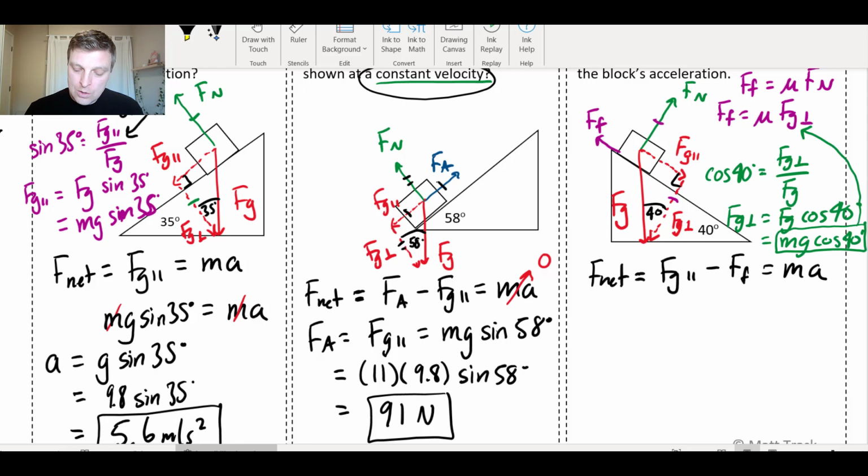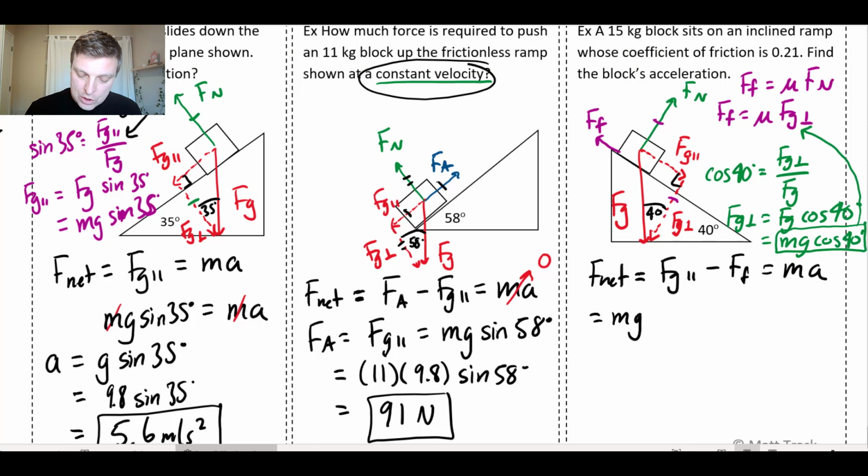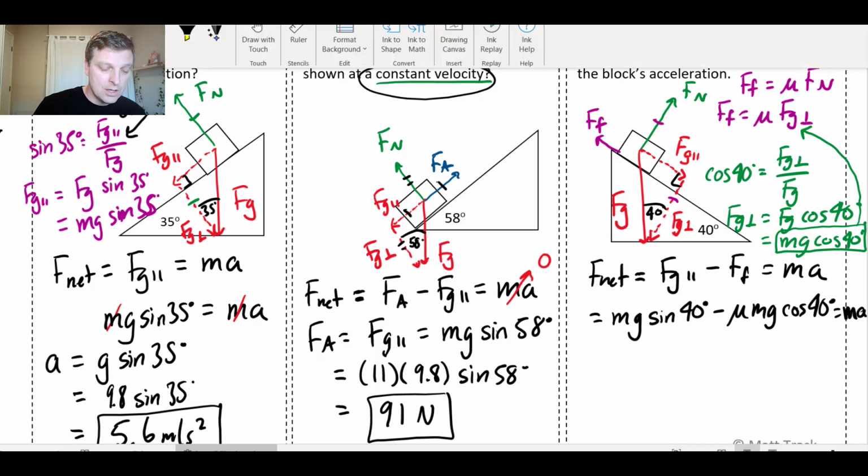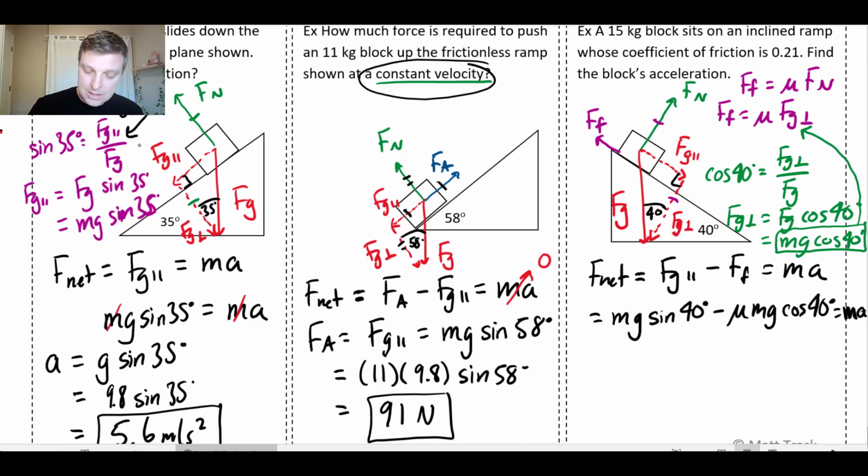So Fg parallel, I already know, is going to equal mg sine of 40 degrees. And what I just found out is that the force of friction is going to equal mu mg cosine 40 degrees. And this whole thing equals ma. I'm really squished for space, but hopefully we can see that. Now that's a bit of a mess, but one thing you might notice is that there is a mass in each of the terms in that equation, and so the mass ends up canceling out again.